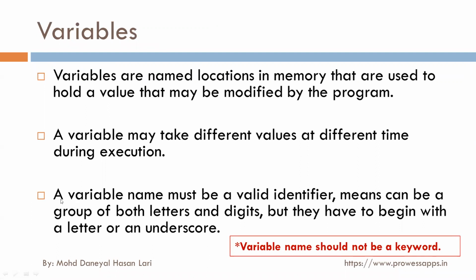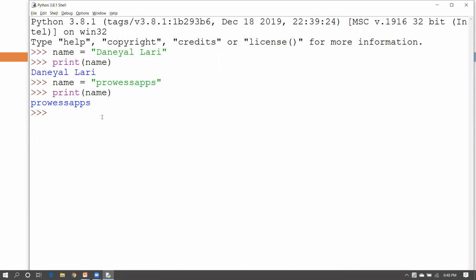The third point is important to remember. A variable name must be a valid identifier, meaning it can be a group of both letters and digits, but it has to begin with a letter or an underscore. What is the meaning of this statement? If I want to declare any variable, I can write a combination of alphabets and numbers. For example, ABC, name1. I can store name1 as Daneyal. So it is valid. I can write name_1 is equal to Daneyal. It is valid. I can start with the underscore, _name is equal to Provis apps. So it is valid.